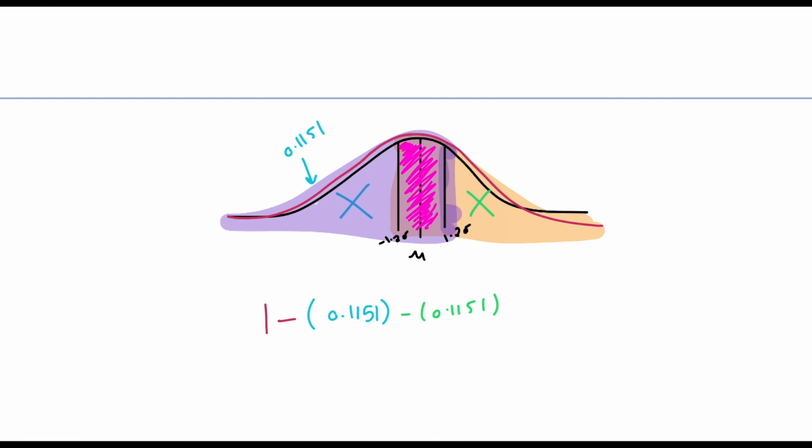And if I do that in my calculator, I'm going to get 0.7698 or 76.98%. That's what that pink region represents here. And if you think about your empirical rule, if we were 1 standard deviation away on either side, we would have 68%. We've actually gone 0.2 standard deviations outside of that. So it should be bigger than 68, but it should be no bigger than 95. So we know we're in the right ballpark with our answer.